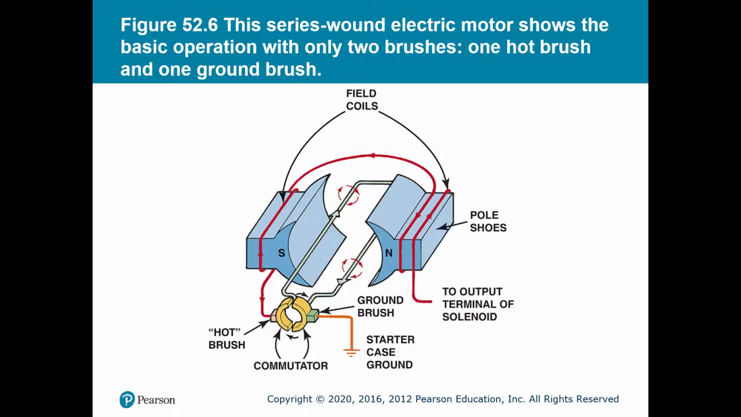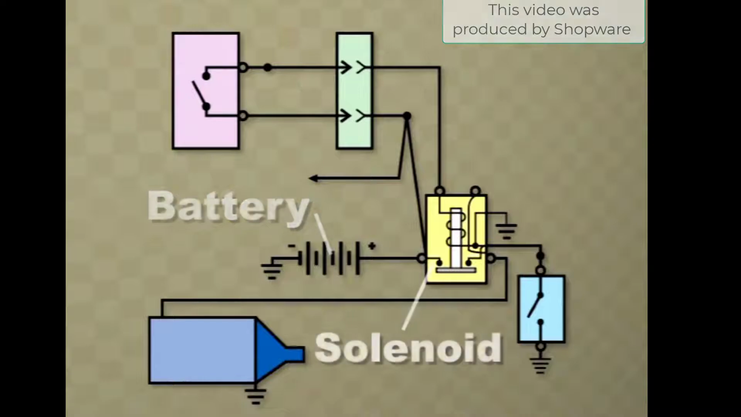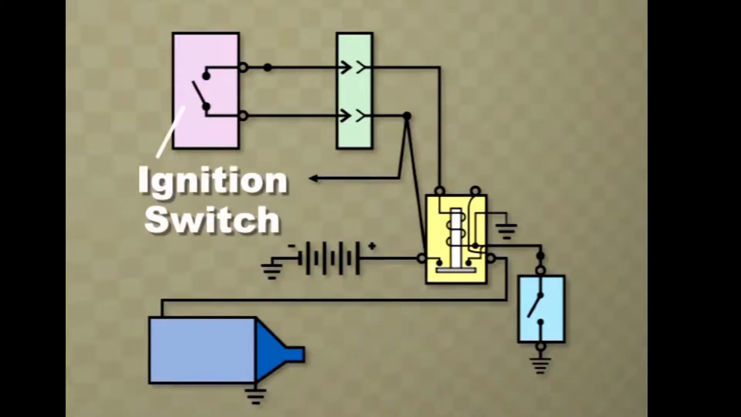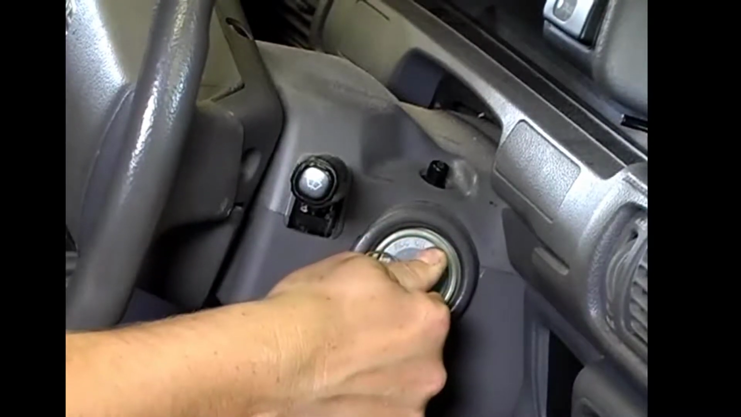This would be a perfect opportunity for me to share with you some of the clips from the Films on Demand site provided through the SMCC library. Note the battery symbol in this starting circuit diagram. It connects to the starter solenoid. The ignition switch feeds current to the starter solenoid when the driver turns the ignition key to start.